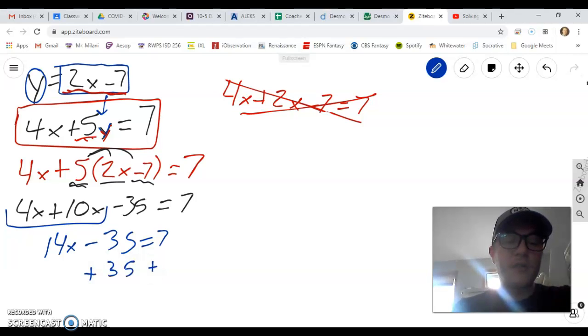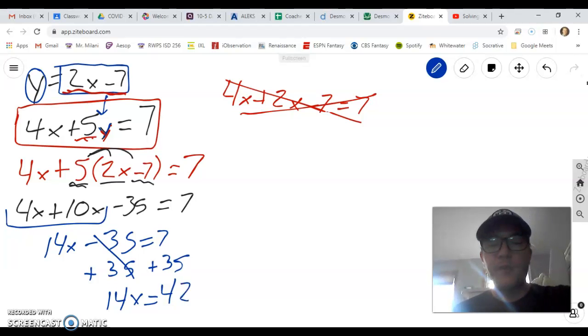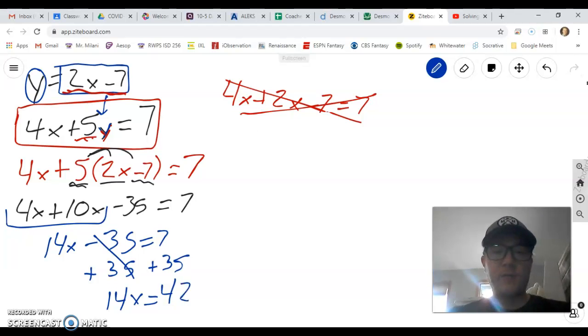You guys are probably starting to see how this is going to finish up now with 2 more steps left. That's gone. Add 35 to both sides. Now I've got 14x equals 42. 7 plus 35 is 42. I'm going to go over here to kind of make this a little bit easier to see. 14x equals 42.